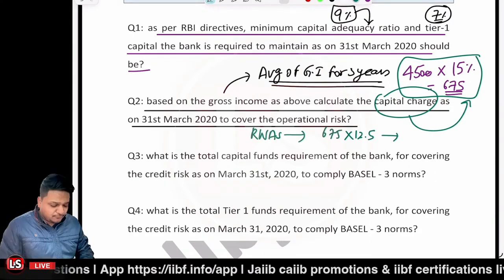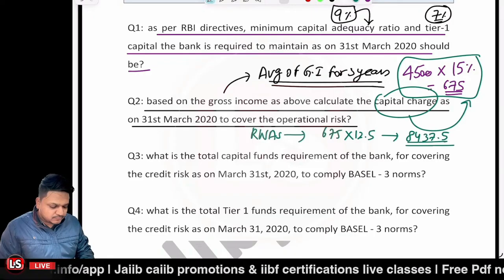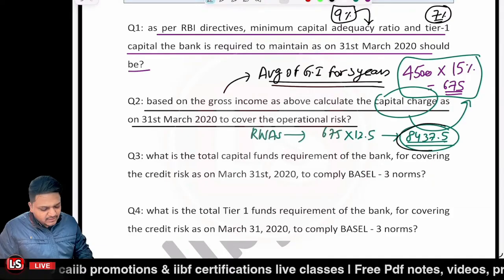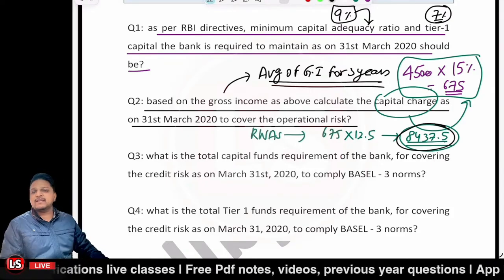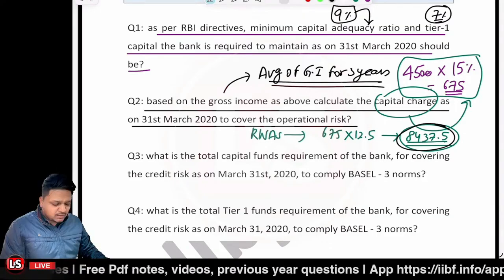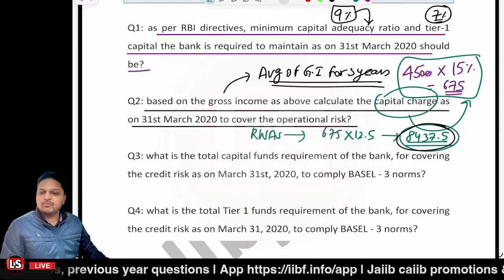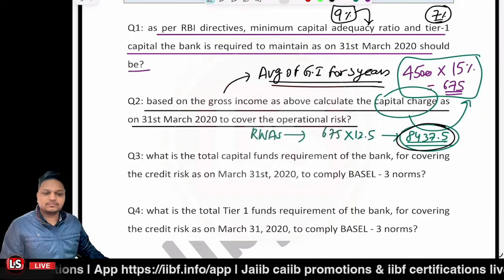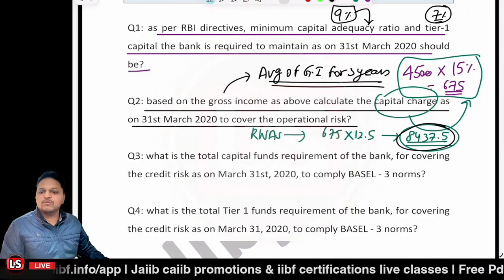That would be 8437.5. We had to maintain the capital of 675 crore for the operational risk. But if it is asked in the question that we are to calculate the risk-weighted assets, the capital charge is to be multiplied by 12.5, and that will be 8437.5. Okay.